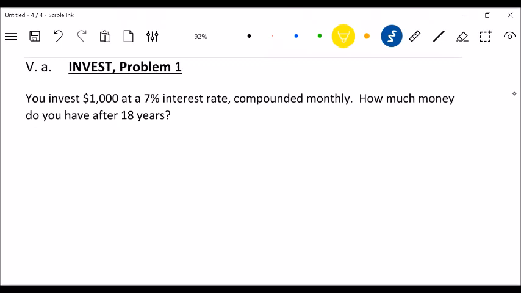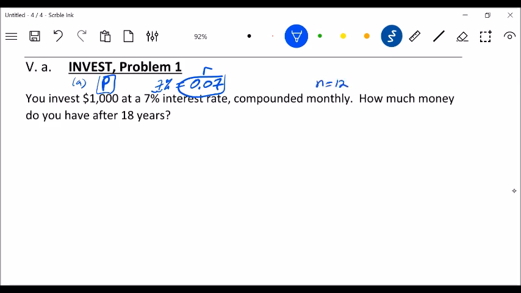You invest $1,000 at 7% compounded monthly. How much money do you have after 18 years? So this is the principal, what we called A before in the other problems. It's the original amount, or what we call the principal. This is the interest rate, but 7%, we're going to have to move the decimal twice, so it's 0.07 for the R. It's compounded monthly. That means 12 times. That N is equal to 12.